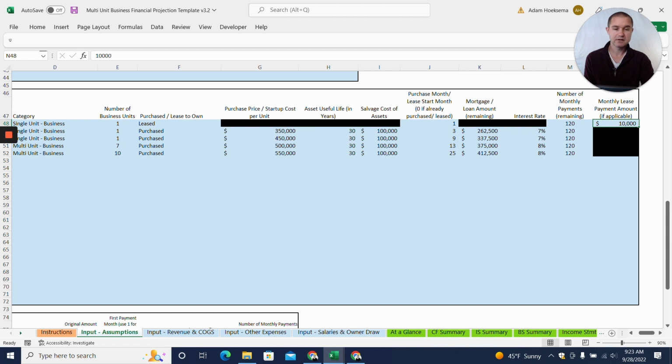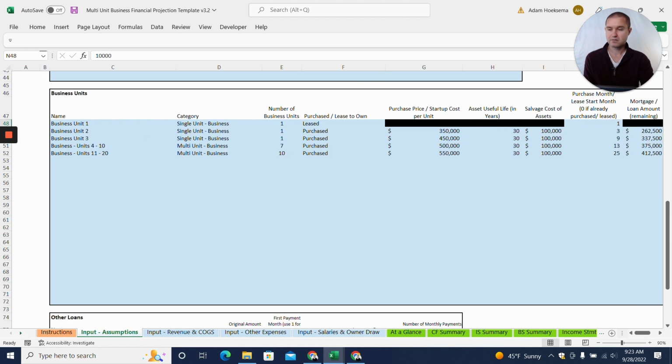We're going to pay the vet owner $10,000 a month for the lease for 120 months, as an example here. And then for our second unit, we're going to acquire another unit, and we're going to purchase this unit. For this unit, we're going to pay $350,000 to purchase, or acquire, that vet clinic. And we're going to amortize that over 30 years. We're going to make that purchase in month 3.